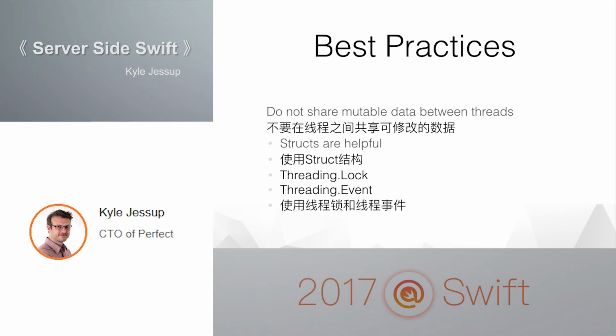Do not share mutable data between threads. Structs are helpful for this because they're value types. Our threading package provides quite a few constructs for making sure that if you are going to share data, that you're doing it safely. We have your standard mutual exclusion locks. We have events. We also have a promise object, which is very simple but powerful to use. And as mentioned, you don't have to use our threading package. You can use what you're familiar with. But this is built in, and it's kind of what our core uses.